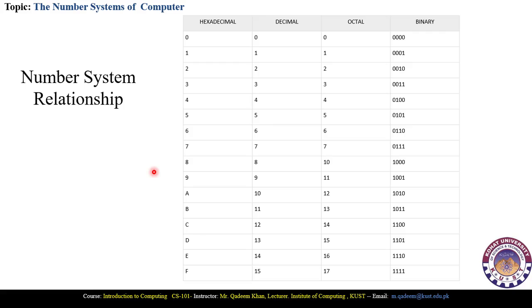Now this was the relationship of the number systems to each other.